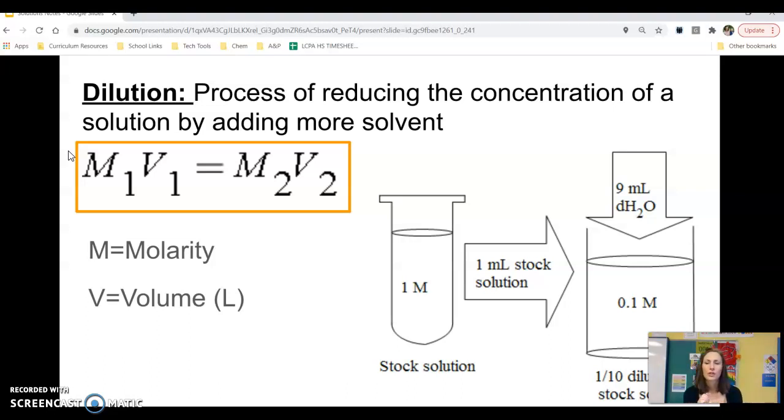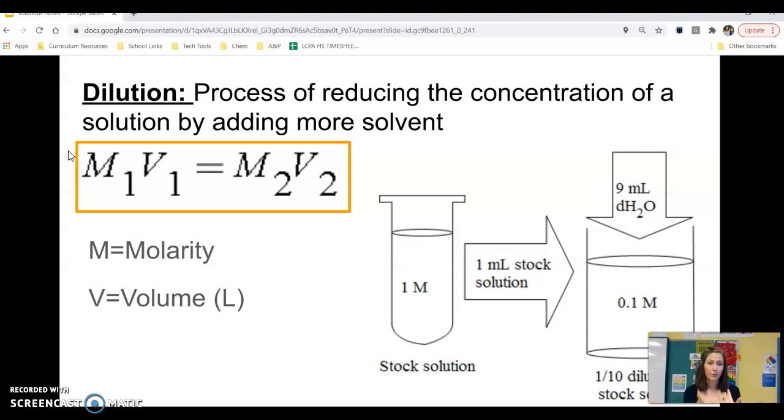So the way that we can do this and figure out what our molarity is or how much water to add is by doing M1V1 is equal to M2V2. M is our molarity, and V is our volume. Similar to the gas laws we were looking at, our 1s are our initial situation. So that's your stock amount, and then your M2V2 is what your goal is. What are you trying to make? What type of concentration are you trying to get?